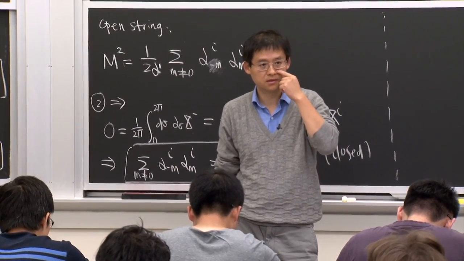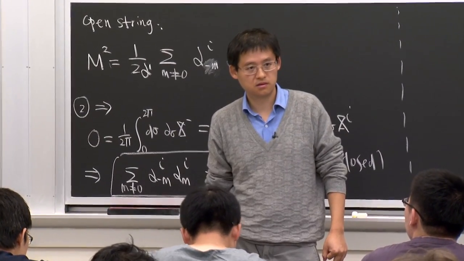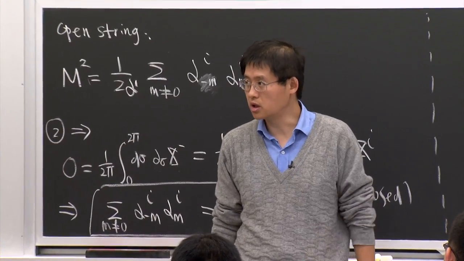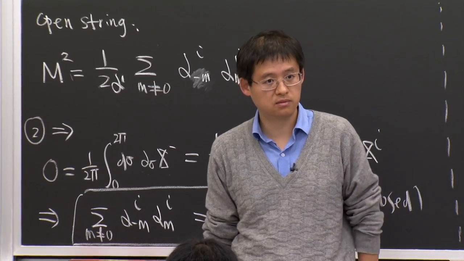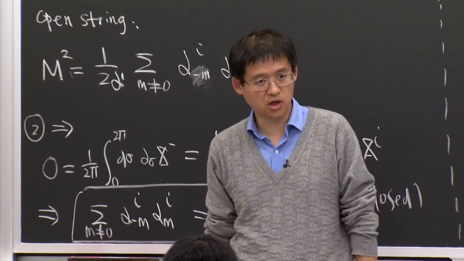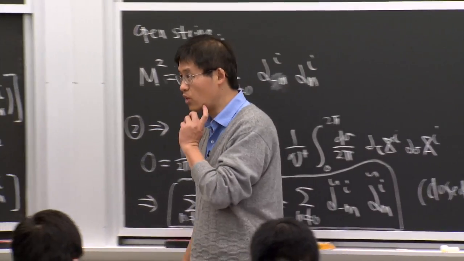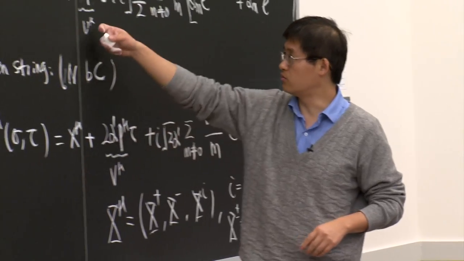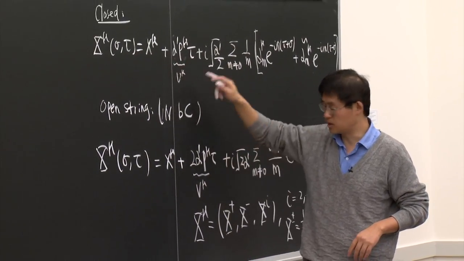What's the definition of momentum of the string? It's the conserved Noether charge for the string, corresponding to the translation. So that's what we derived last time. We showed that this V is related to the center of mass momentum in this particular way.